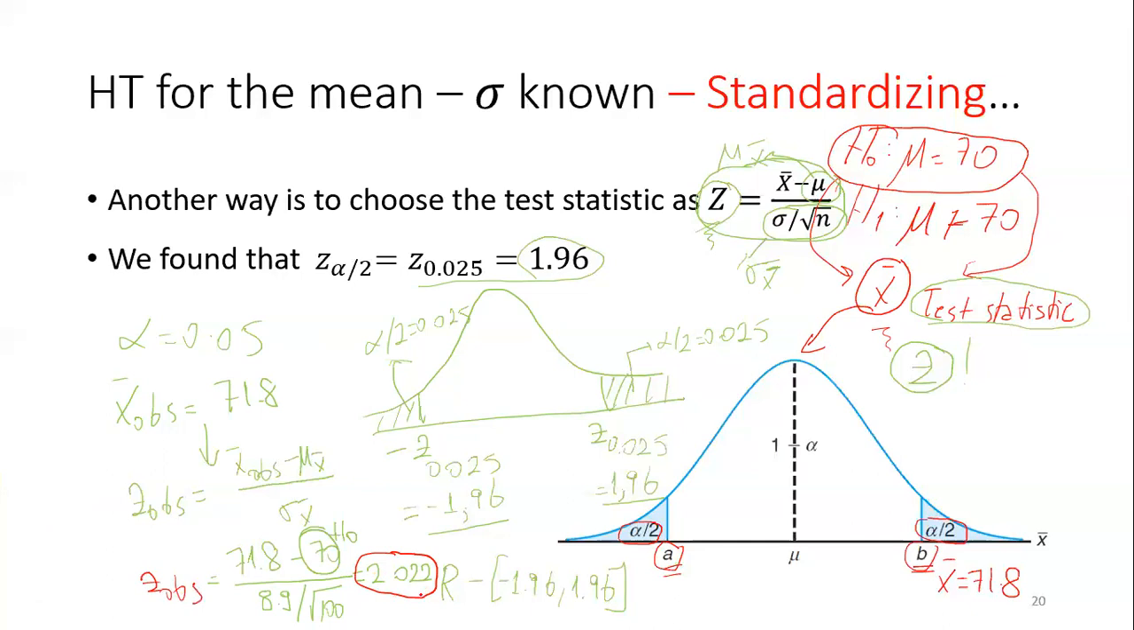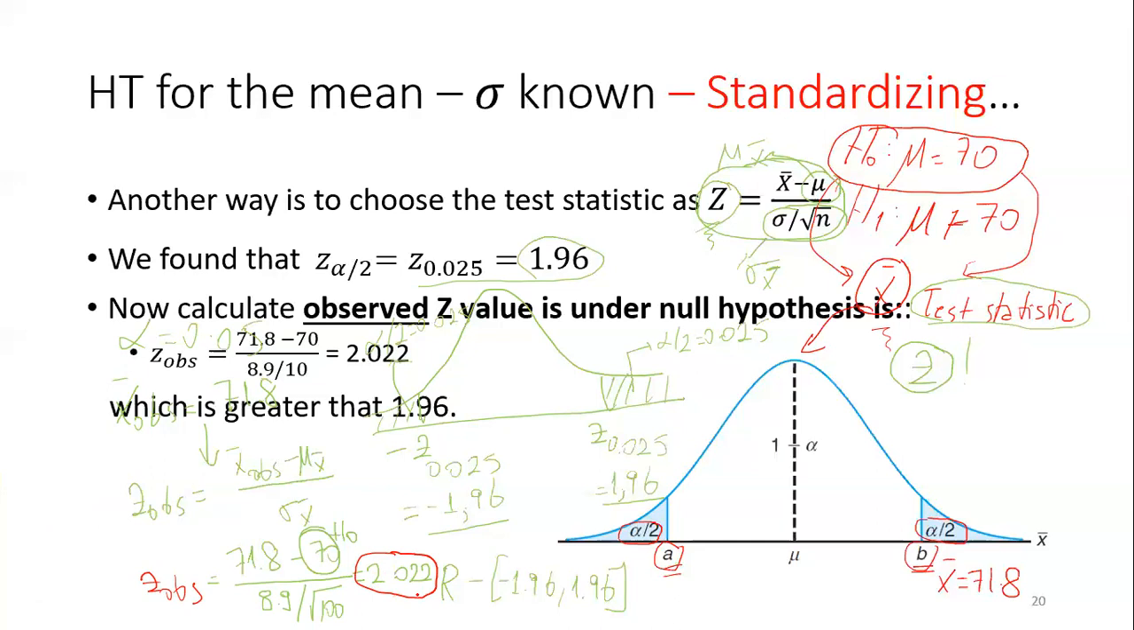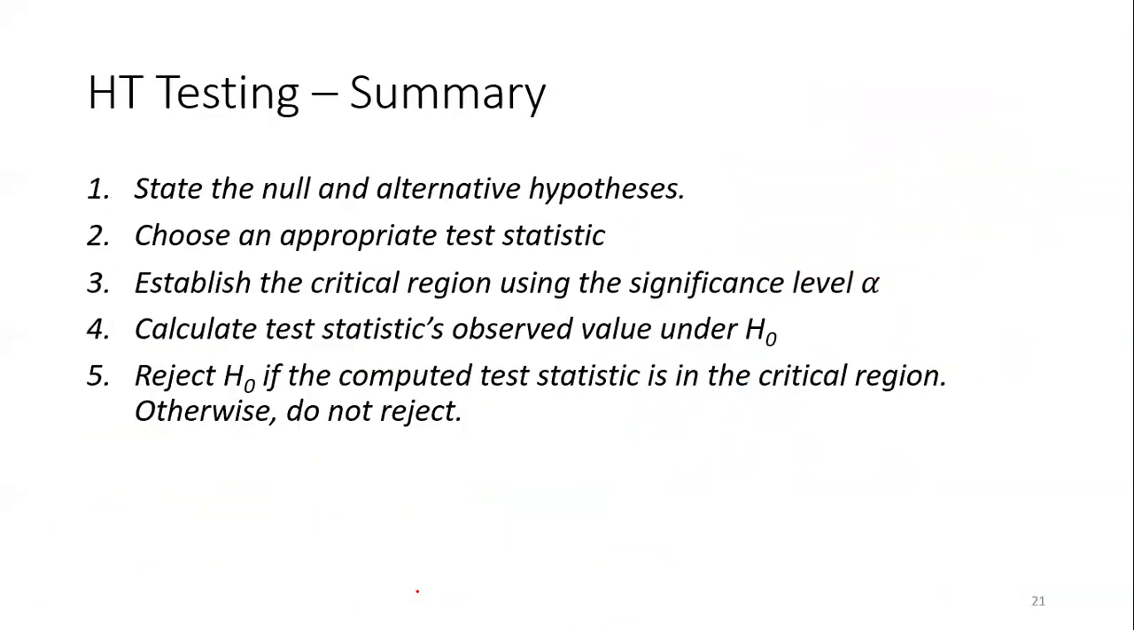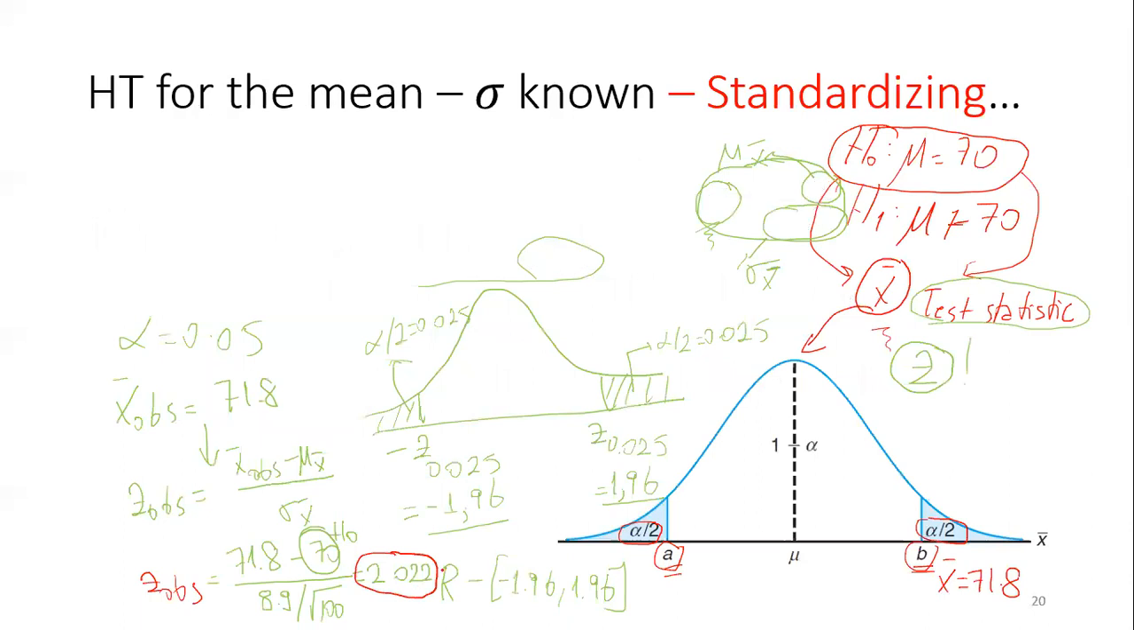Okay, so let me open another page. Let me draw it here on a blank page. So I have this is 0.025, 0.025, and this is z sub 0.025.